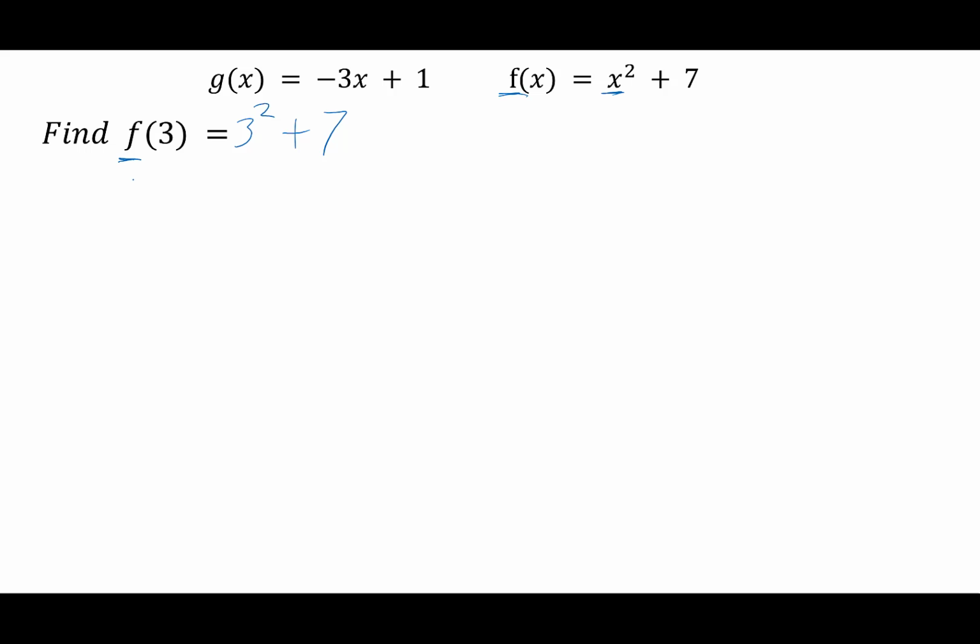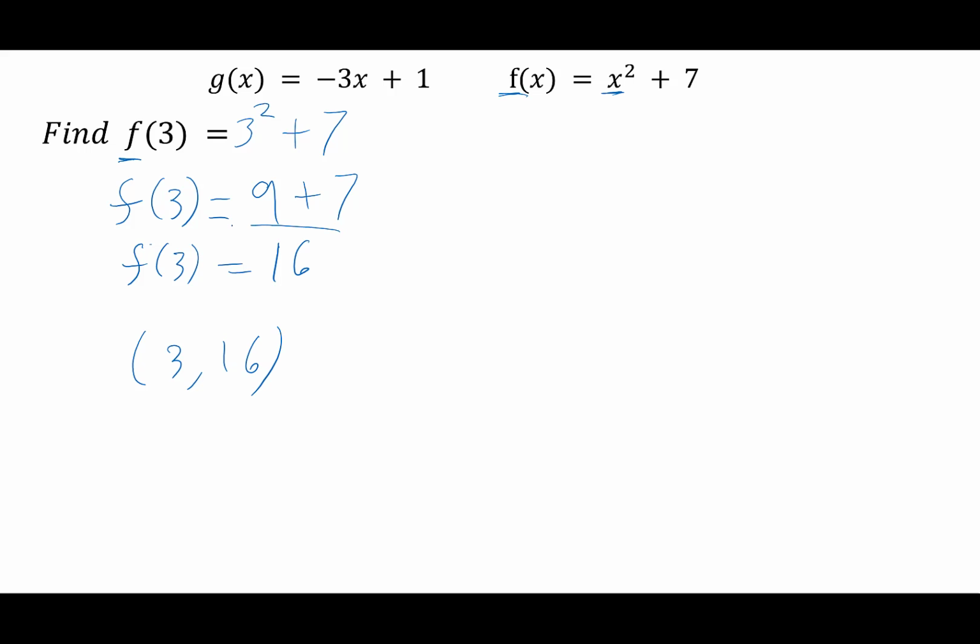3 squared is 9, plus 7, and 9 plus 7 is 16. So f of 3 is going to equal 16. Again, I could also write this as a point, 3 comma 16. Most often though, guys, this is the way our answer is going to be written.